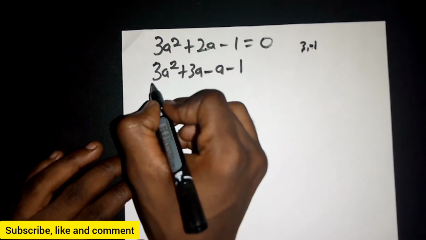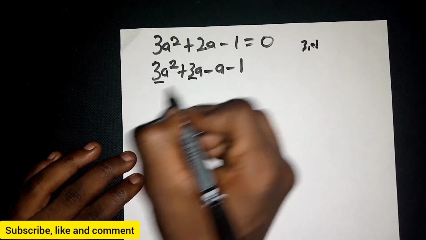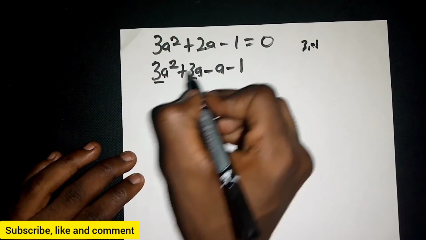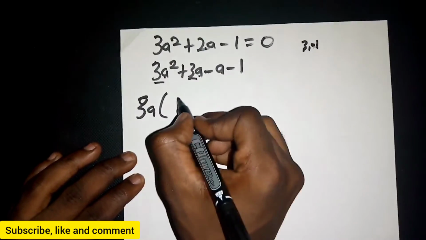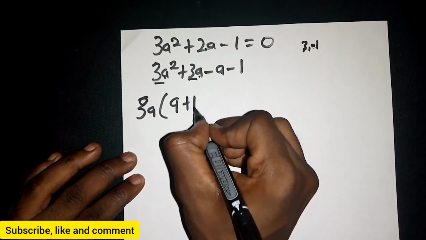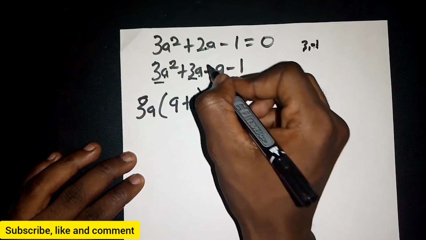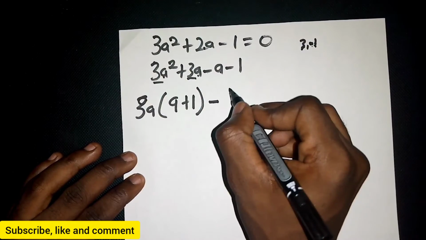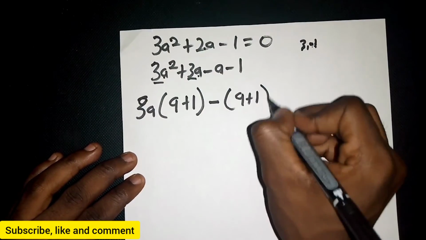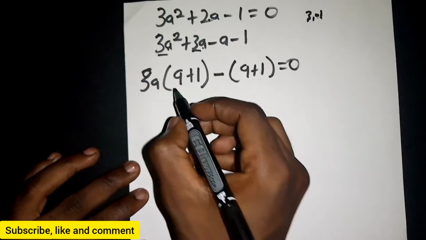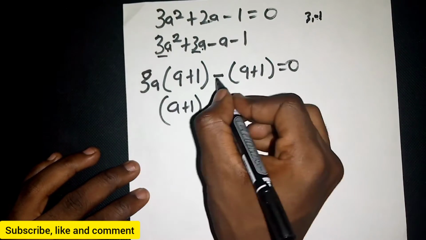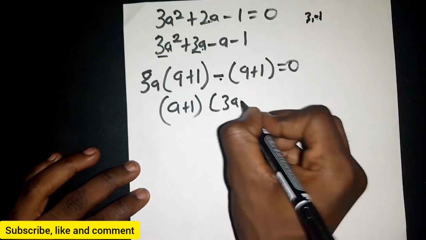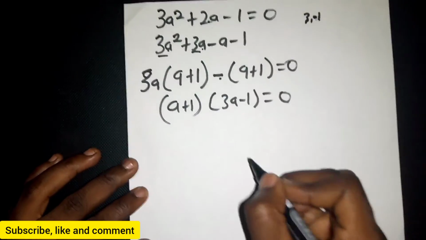So we have over here this and that. The common factor here is 3a. So factorize 3a outside. Then we have a plus 1. Then over here too we have negative 1 outside. Then we have a plus 1 being equal to 0. So we have a plus 1 here, and also 3a minus 1, so 3a minus 1 equal to 0.